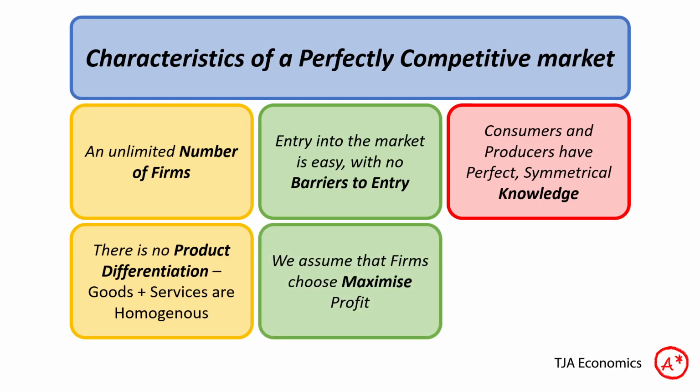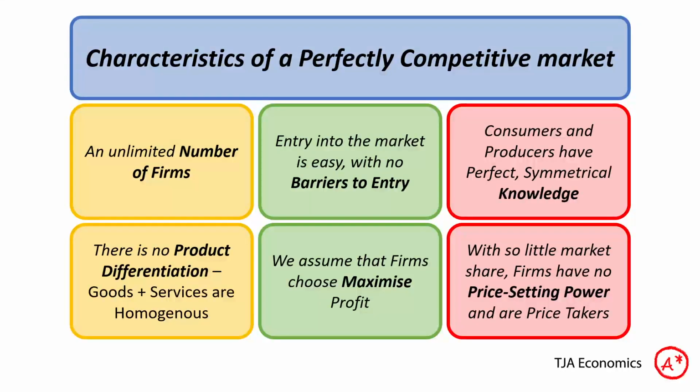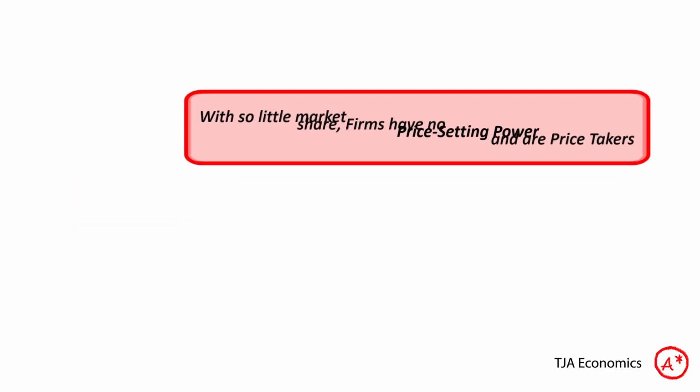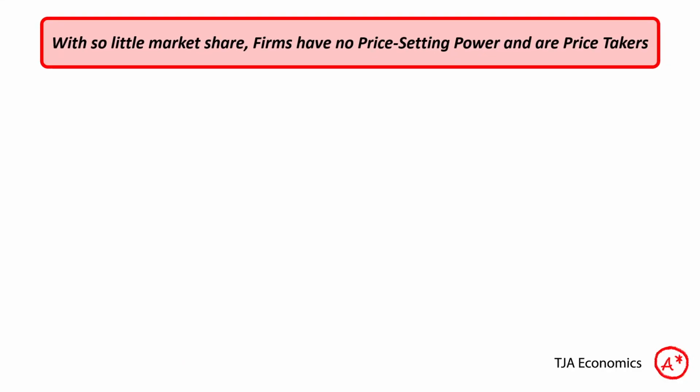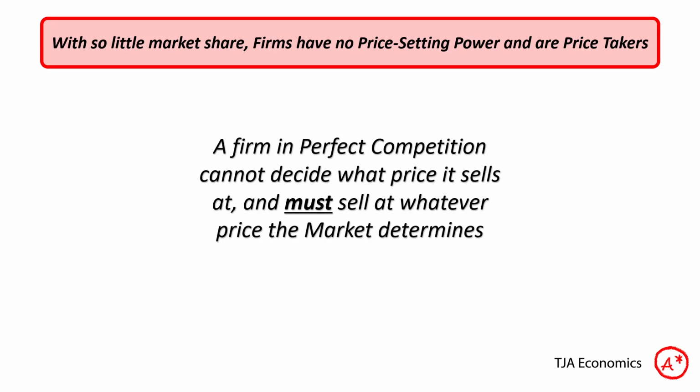Number five, we assume that firms maximize their profits. And lastly, firms have no price setting power. Because there are so many firms in the market, none of them have any power in the market, and so they are all price takers. And it really is that last one that I think is the most important when we're thinking about the implications of perfect competition. They're price takers. They take their price from the market, because a firm in perfect competition cannot decide what price it sells at, and it must sell at whatever price the market determines.